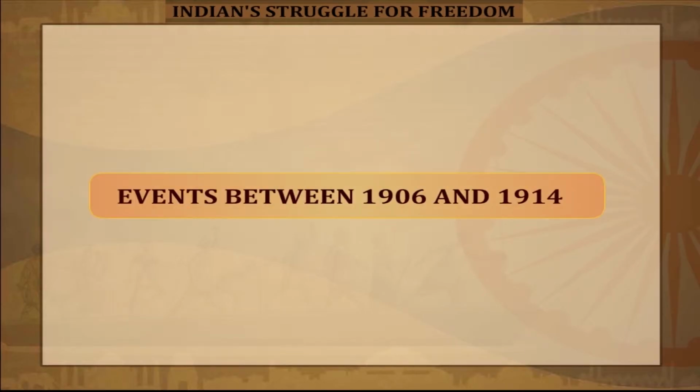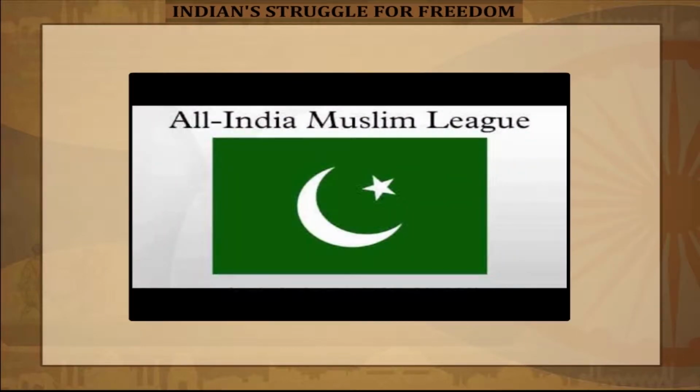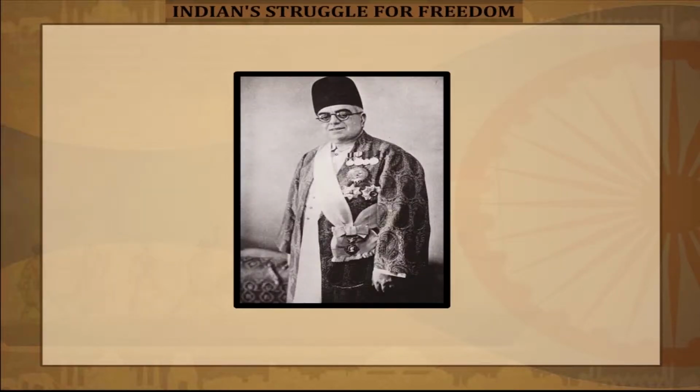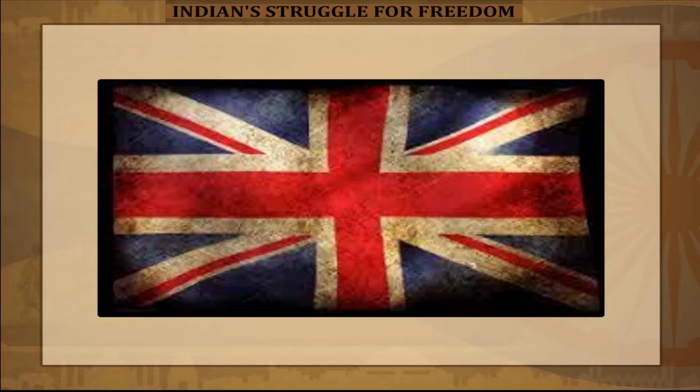Events between 1906 and 1914. Birth of the Muslim League. The Muslim League was founded in 1906 under the leadership of Salimullah Khan and Aga Khan, the Nawab of Dhaka. The League grew due to the encouragement given by the British to the Muslims so that they could be won over to their side, keeping in line with their policy of divide and rule.